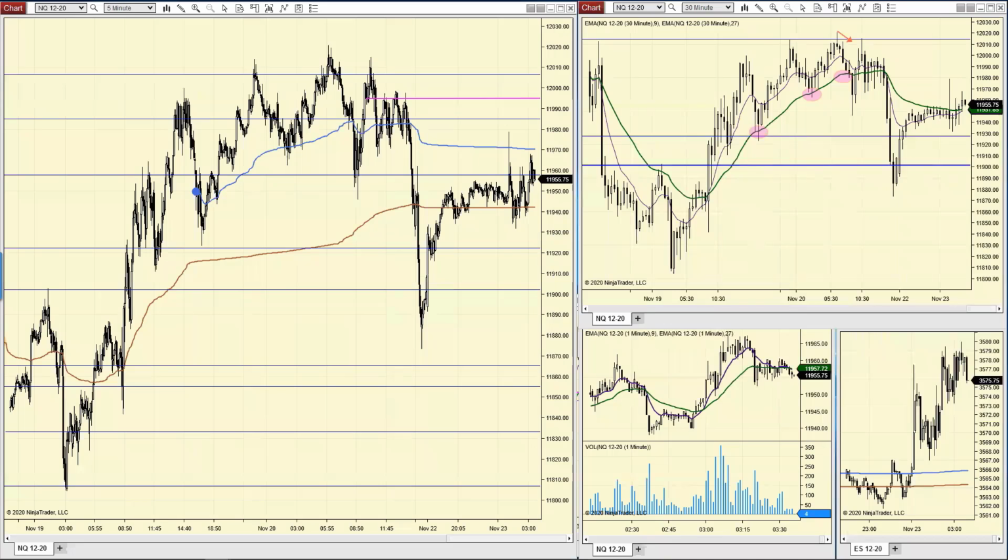But it's a quiet day, and with Japan closed, that's probably why. Also, it's a holiday week. We have Thanksgiving here in the U.S. So with that, we won't find a whole lot of movement until we get into the U.S. session.